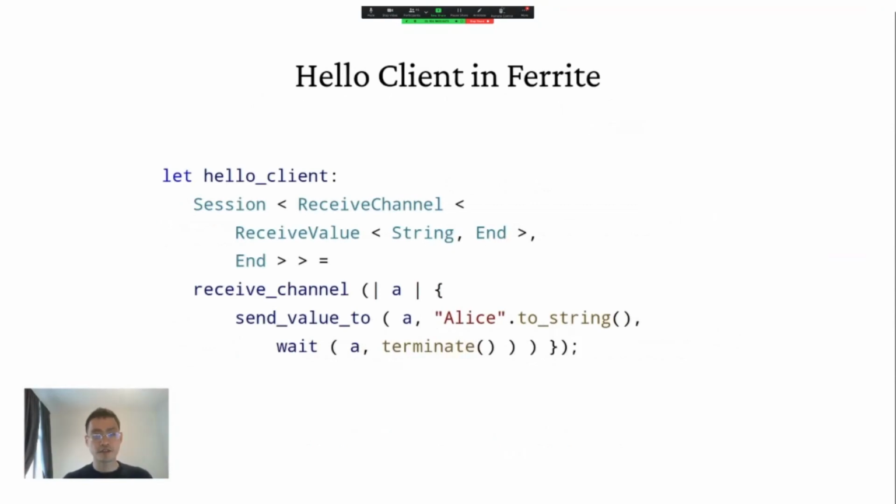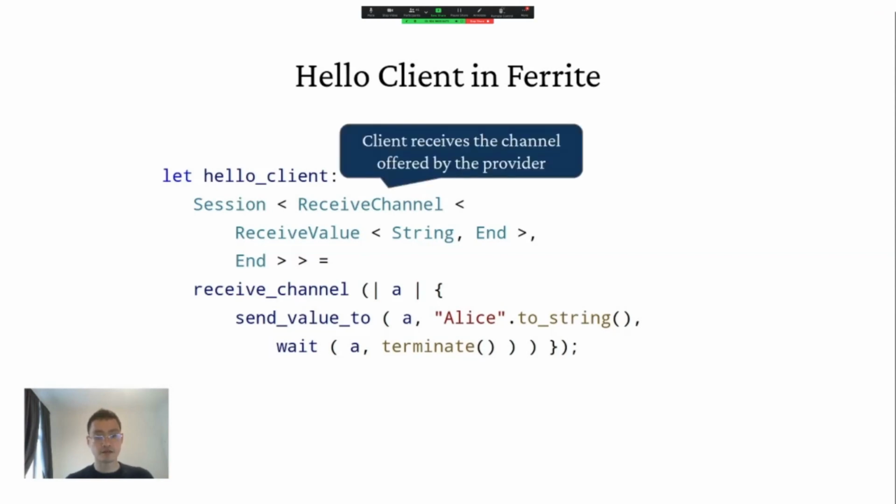With the intuitionistic formulation, the way we implement the hello client requires it to first receive a channel of the hello session type that is offered by the provider. We can think of this as being similar to defining a function in Rust. The full session type offered by the client starts with the receive channel type, followed by the hello protocol ReceiveValue<String, End>, and then followed by End. This means that the client would receive the channel and then finish interacting with the provider before it terminates.